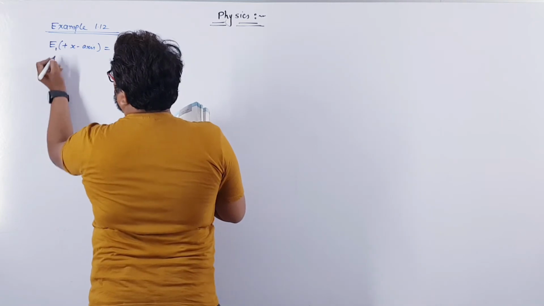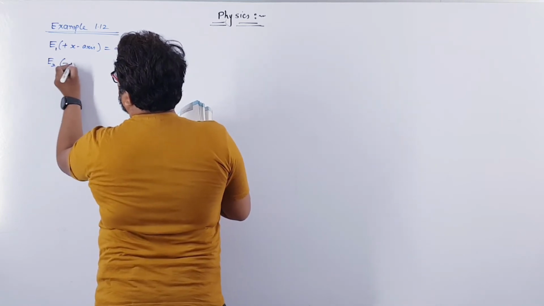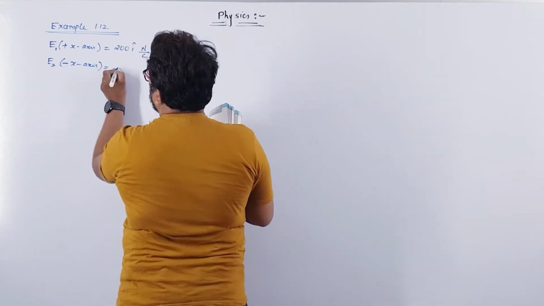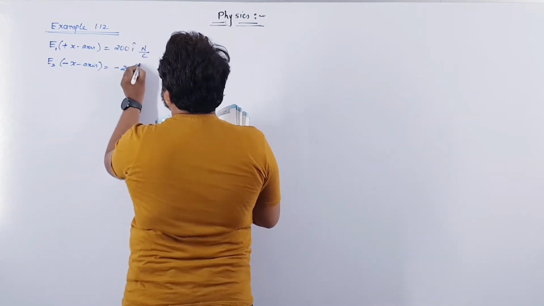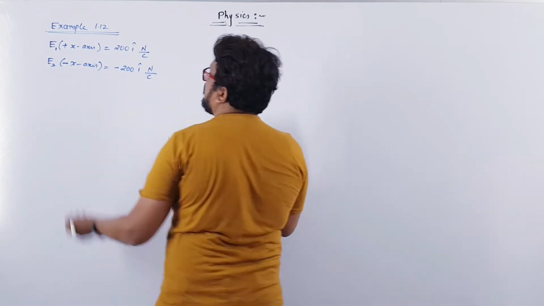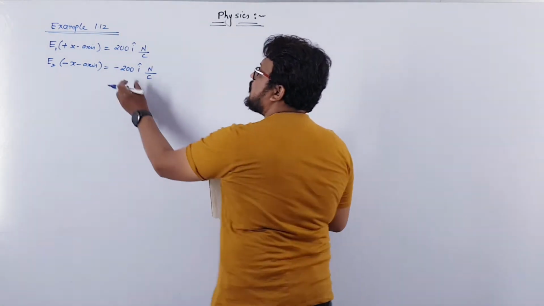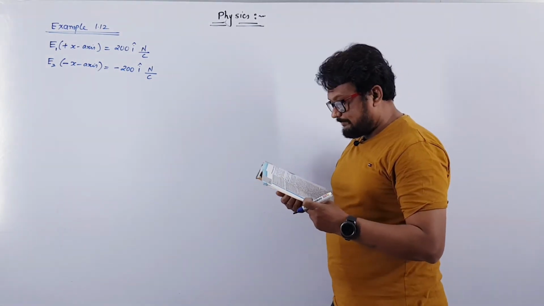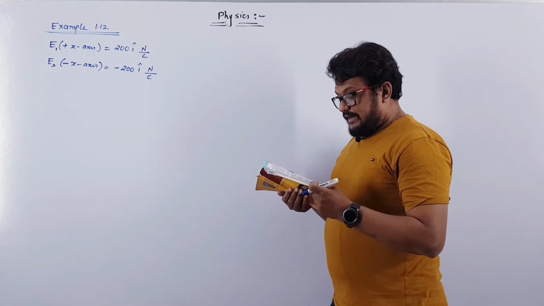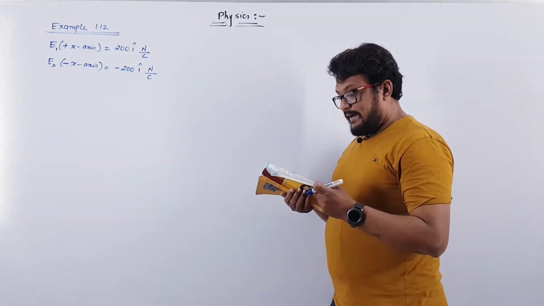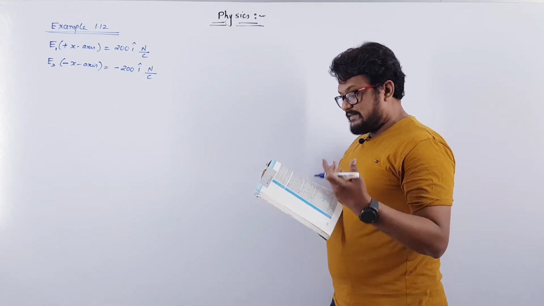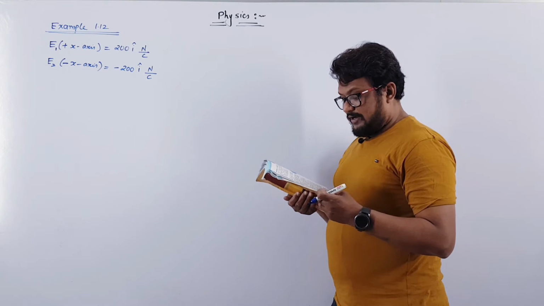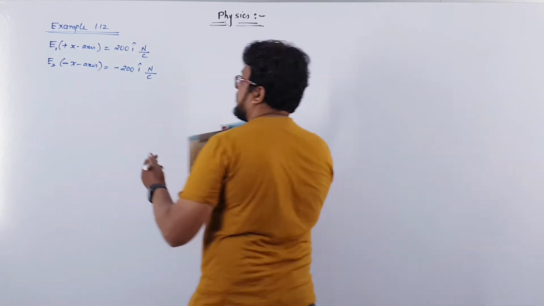Let me write E1, and E2, which is along the negative x axis, is minus 200 i cap Newton per Coulomb, because it is along the negative x axis. You can write 200 into minus i cap, that is minus 200 i cap Newton per Coulomb. E equals 200 i cap for x greater than 0 and E equals minus 200 i cap Newton per Coulomb for x less than 0. A right circular cylinder of length 20 cm and radius 5 cm.